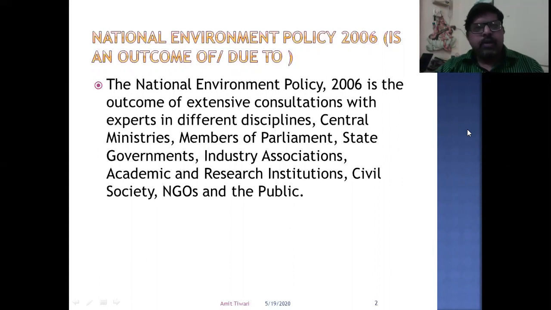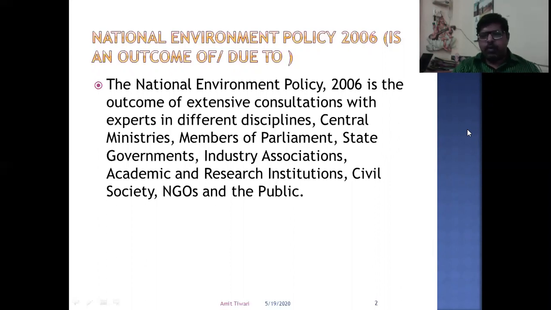And therefore, countries are developing their national policy drafts in this context of conservation of environment as one of the most important criteria. Therefore, in India also, the first such draft of policy came in the year 2006, and this was called the National Environment Policy 2006.